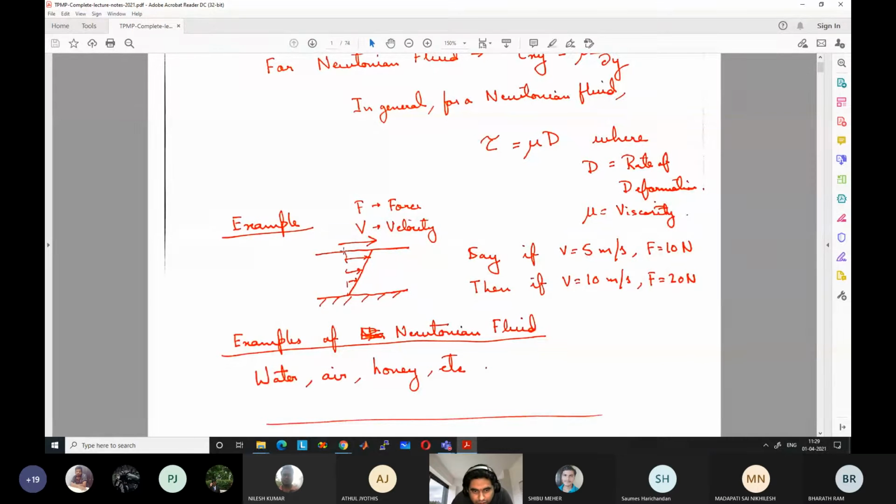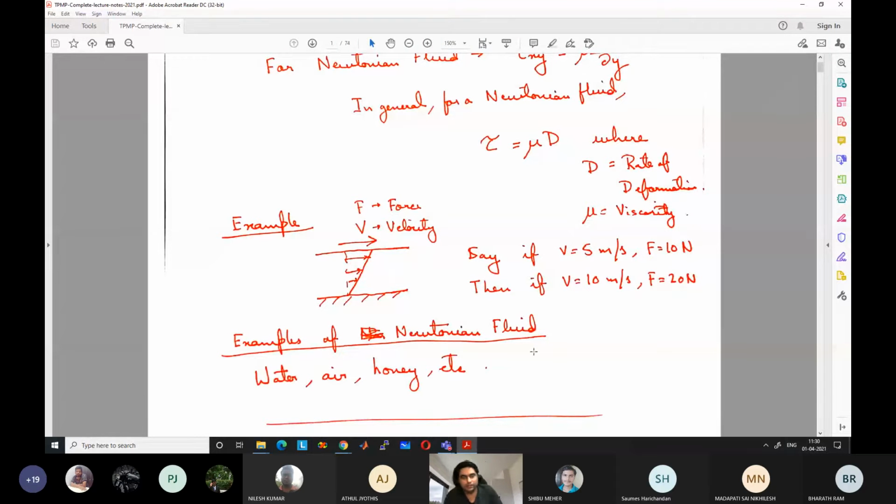So the shear stress at the top of the fluid, just adjacent to the plate, is the stress that has to be overcome by the plate. The stress multiplied by the area gives you the force. If you know the stress and the area, you will get the force that is required. As already explained, examples of Newtonian fluid are water, honey, air.